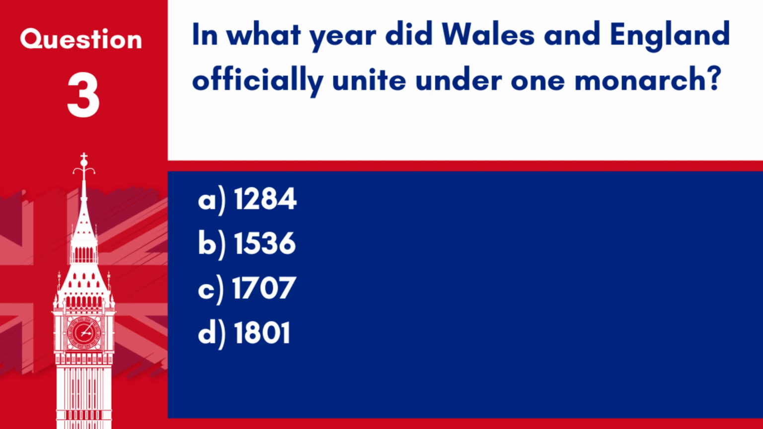Question 3. In what year did Wales and England officially unite under one monarch? A. 1284, B. 1536, C. 1707, D. 1801? Answer: B. 1536. Wales and England officially united under one monarch in 1536 through the Laws in Wales Acts.